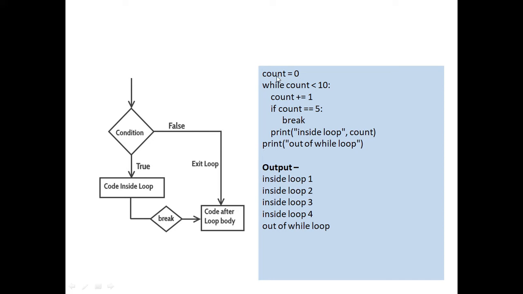Here we have initialized the count variable as 0, and we will use a while loop. While count is less than 10, we will increment the counter and print the count. And if the count is equal to 5, we will break. When we execute this code, the output will be: first it will print 1, 2, 3, 4, and when the count is 5, it will break the loop and print out of while loop.